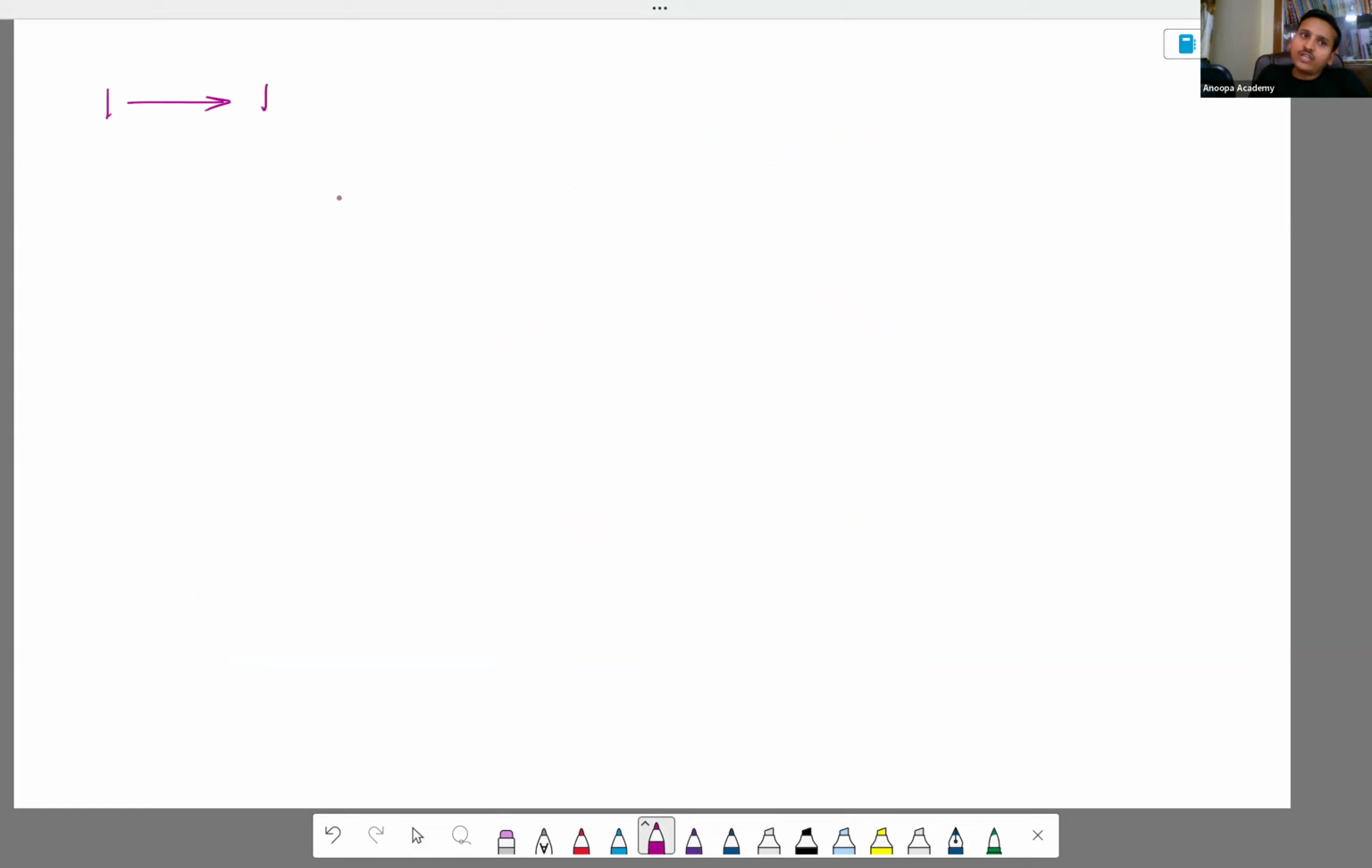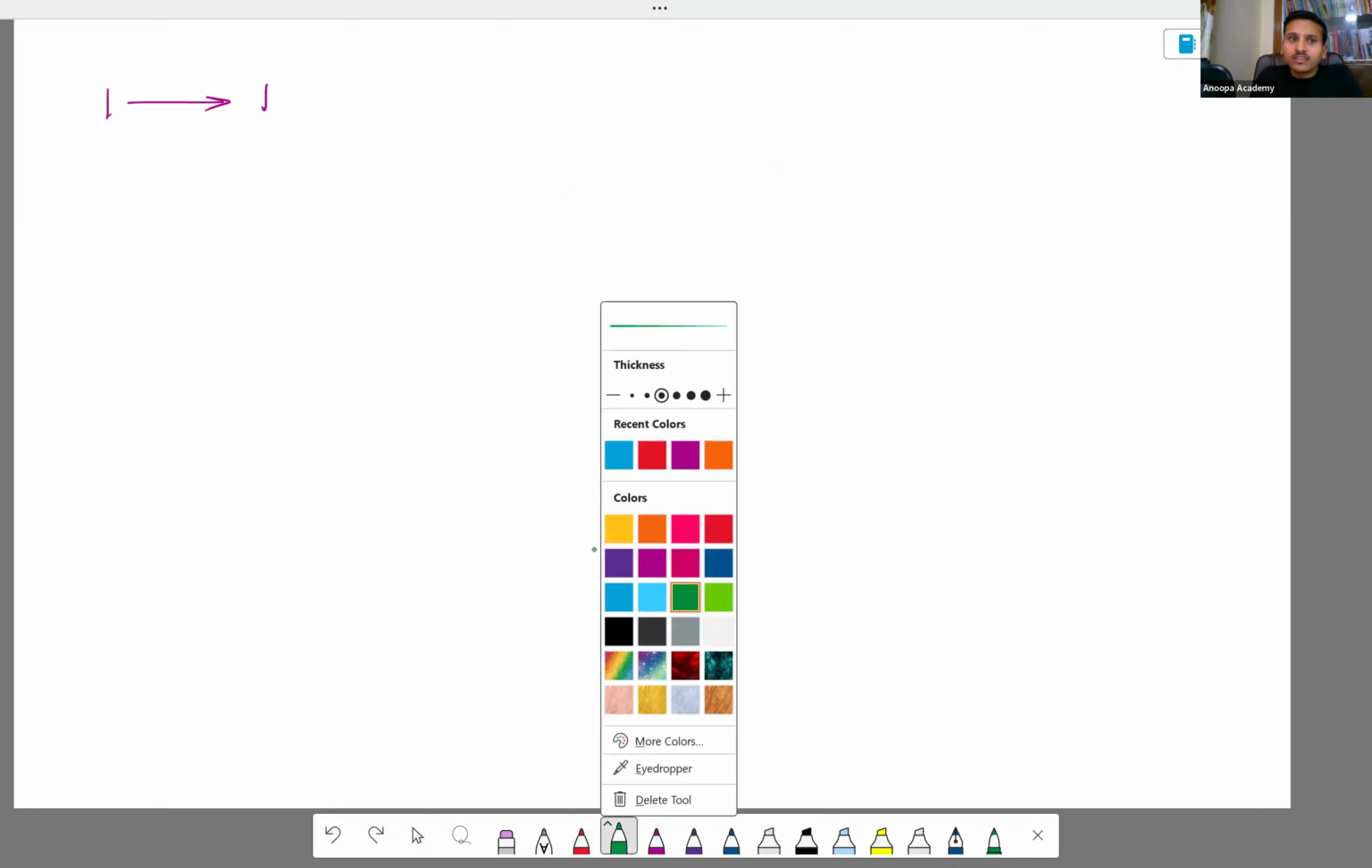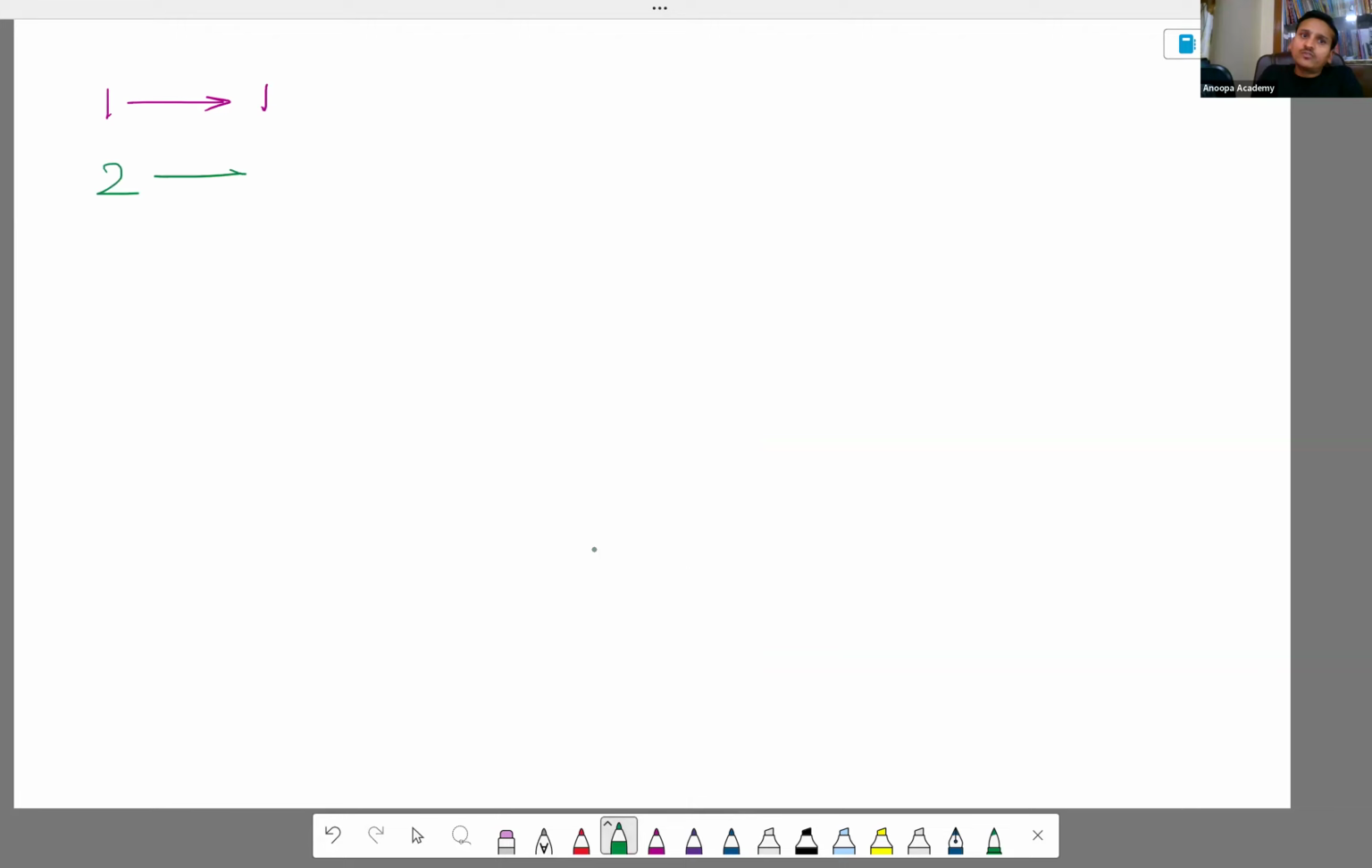Next, if you take 2, maybe I'll write 2 using some other color, maybe green color, but just 1 minute. So if you take number 2, what are the factors of 2 in the chat? Very good. So factors of 2 are 1 and 2. 1 can divide 2, 2 can divide 2. If you take 3, what are the factors of 3? Very good. Factors of 3 are 1 and 3.